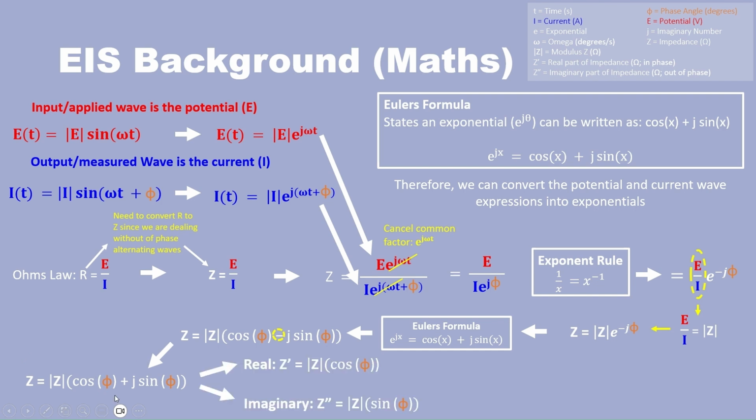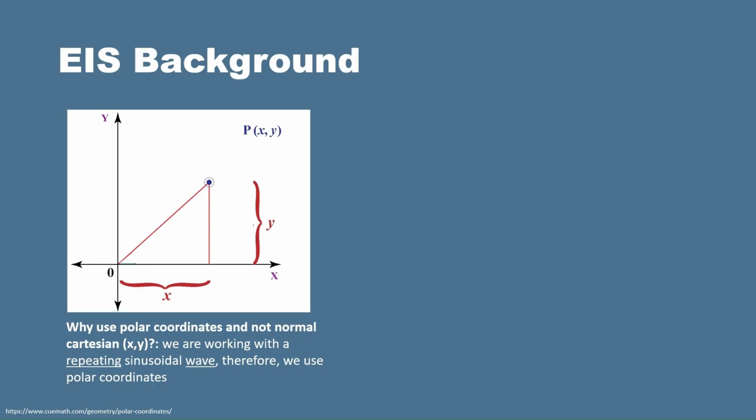From that equation, we can then split them up into the real component, which is this one here, versus the imaginary component, which is this one here. And that's how we basically go from our equations of the two waves into splitting them into the real component and the imaginary component. And that's what we plot with our Nyquist plots.